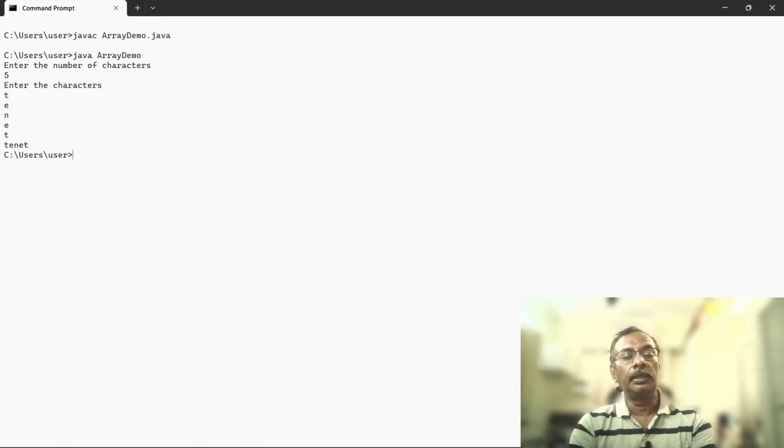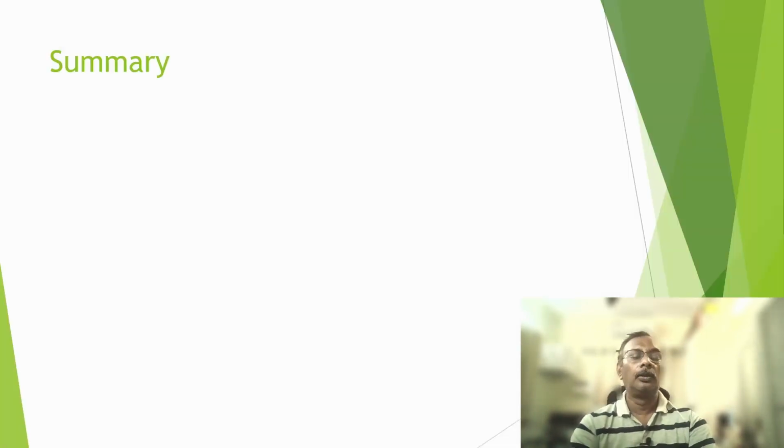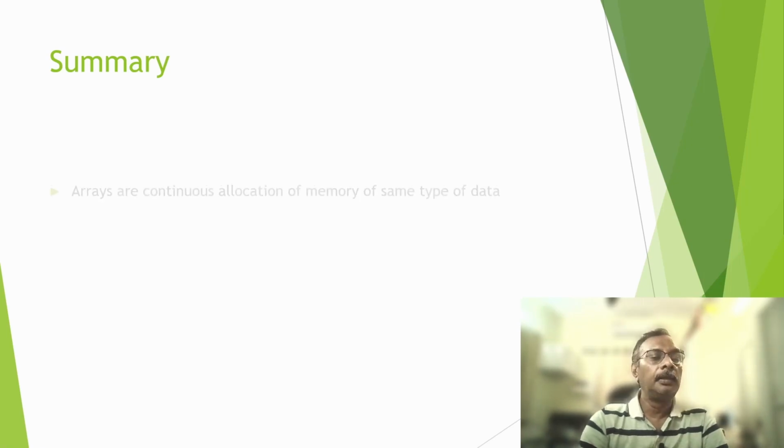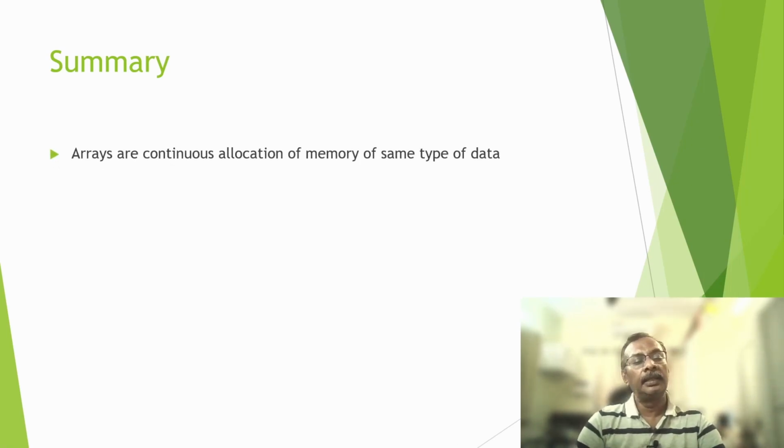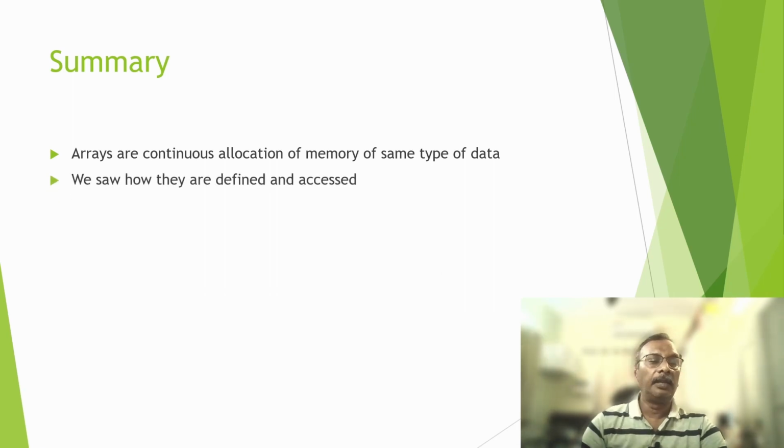Let us go back to the summary. So what had we seen today? We had seen that arrays are continuous allocation of memory of the same type of data. We saw how they are defined and accessed. So if I want to assign a constant set of characters or numbers, we do it in a different way. If we are going to allocate an empty set of memory, then we will use the new keyword.